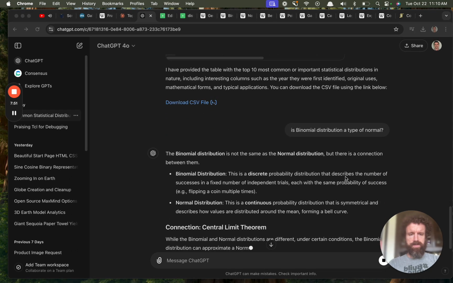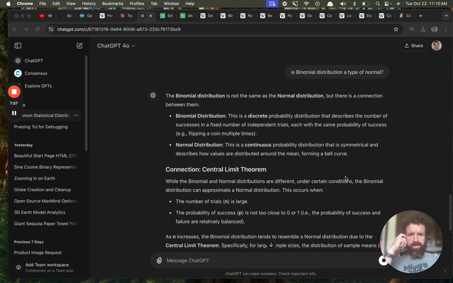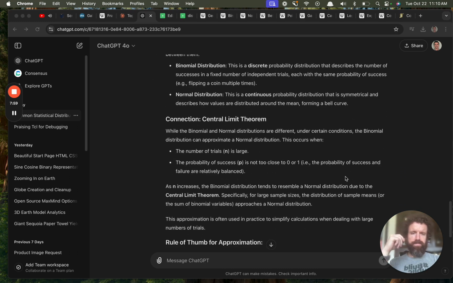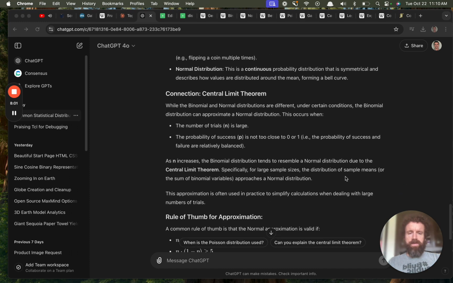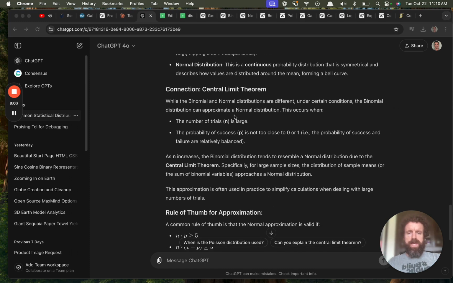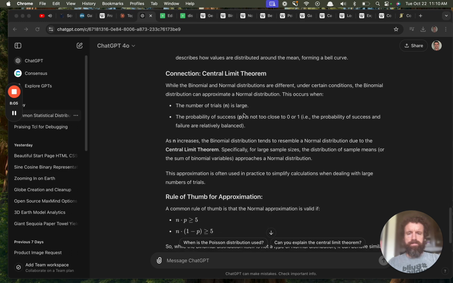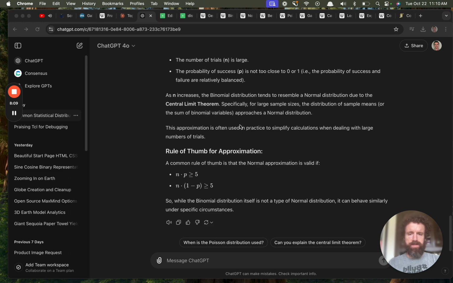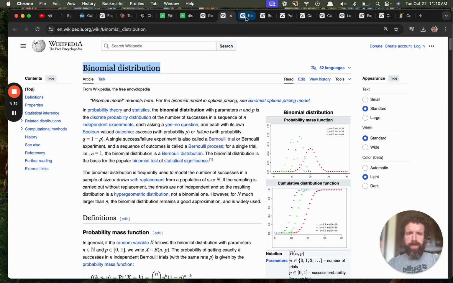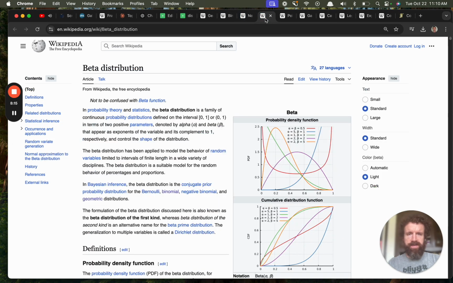Discrete probability that describes the number of successes. What? So binomial can approximate a normal when n is large and p is not close to 0 or 1. All right, well that's good enough. We got the shape. Normal, we've done.